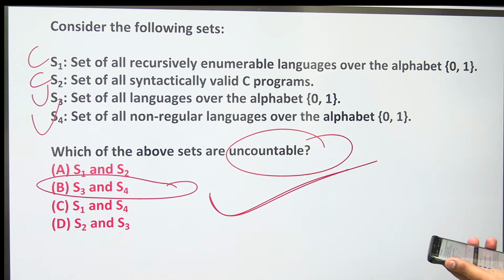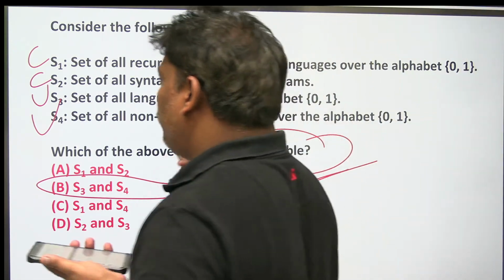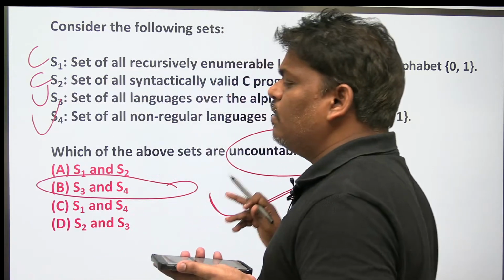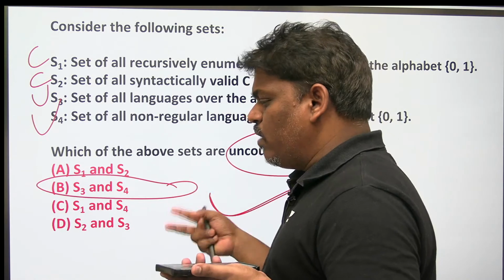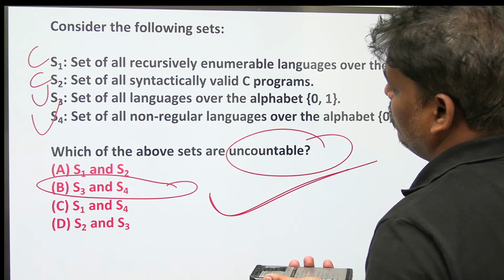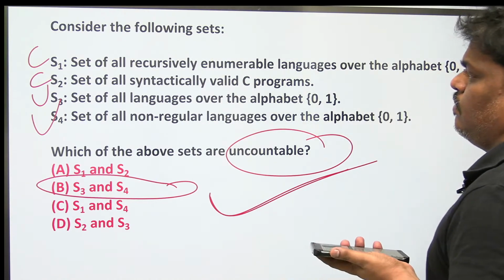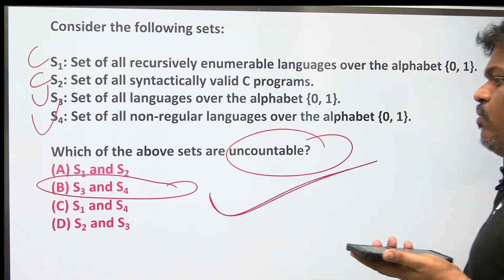Remember, S1 countable, S1 complement is not countable. S2 countable, S2 complement is not countable. S3 itself is not countable. S4 itself is not countable. Answer is going to be S3, S4, which are uncountable. If you want clear clarity, in the plus course one class I gave about countable and uncountable, a 2 hours lecture. That will give clarity. Otherwise it's very difficult. So please be careful.